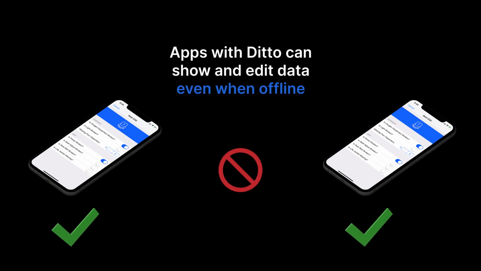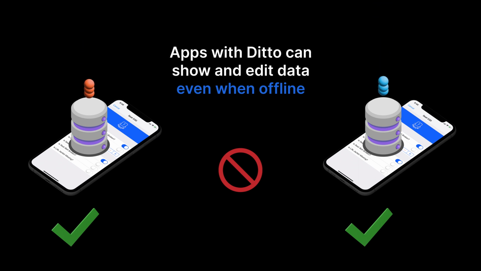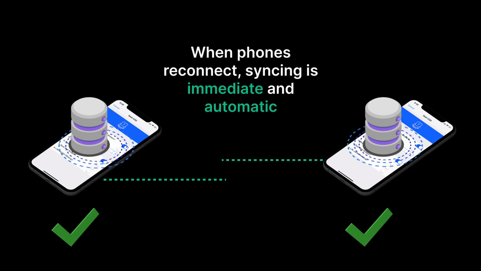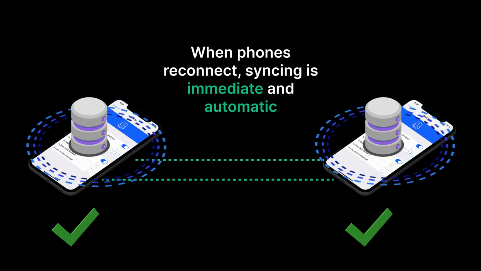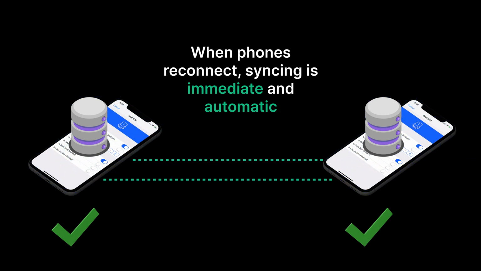For example, these two devices, despite being disconnected and offline, can edit data simultaneously. When the devices reconnect, syncing is immediate and automatic. Any merge conflicts are automatically resolved using CRDTs over Ditto's peer-to-peer network, ensuring that all data is preserved.